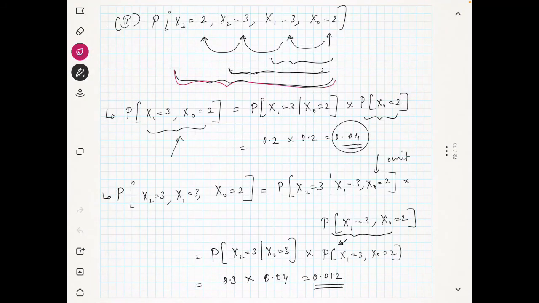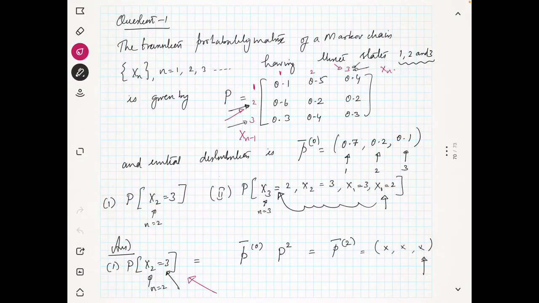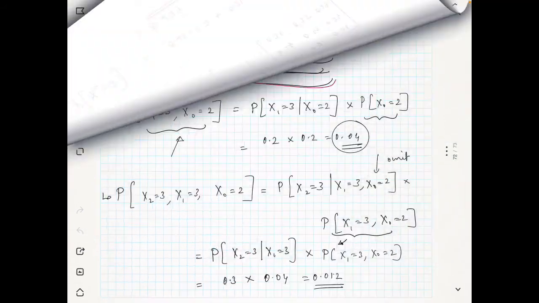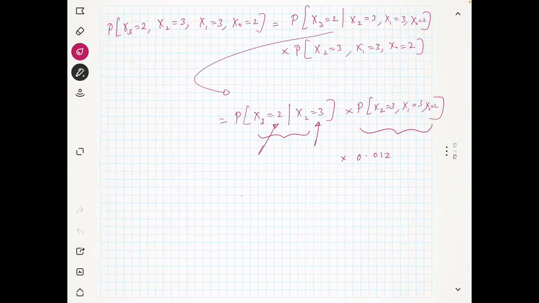Okay, if you see the table, 3 to 2, so this is 3, and this is 2. So you will get 0.4. Okay, so 0.4 multiplied with 0.12, that means it is nothing but 0.0048. This is the probability for this one. I hope this problem is clear to you.